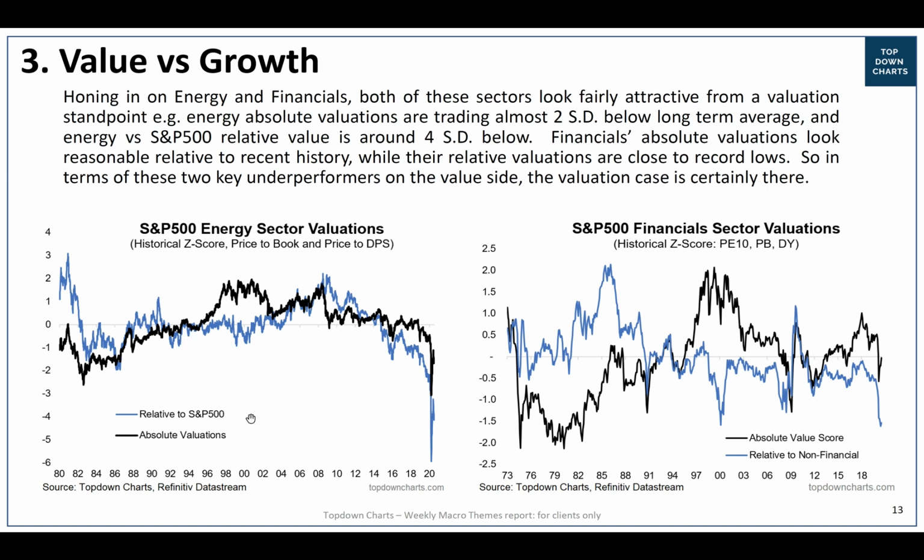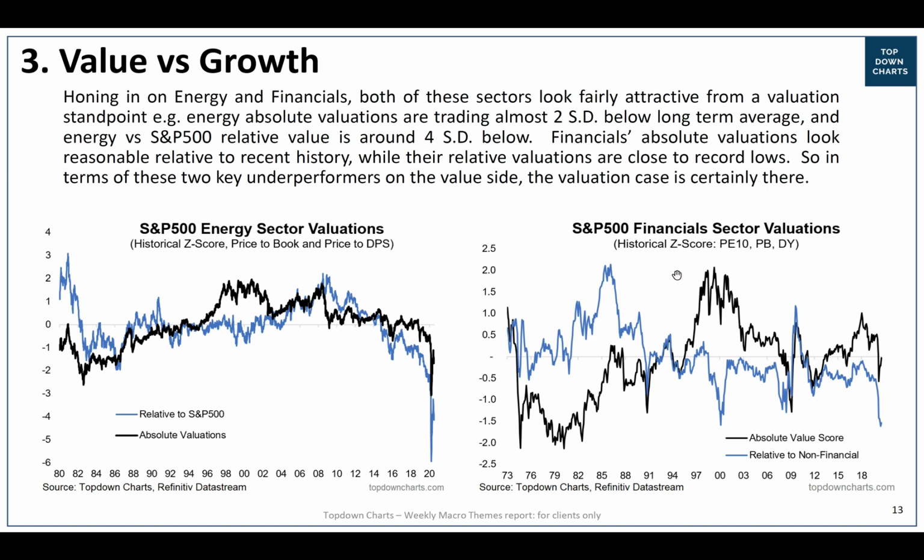And then you look at the relative value picture there. So that's, again, the same metrics and a Z-score approach as well against the S&P 500. And it's basically 4 standard deviations below long-term average, i.e. extremely cheap. So whether you look at it by itself or against its own history or against the S&P 500, very cheap valuations for the energy sector.